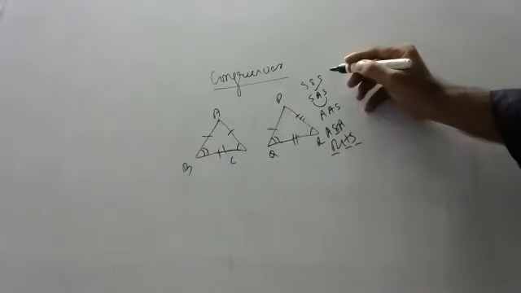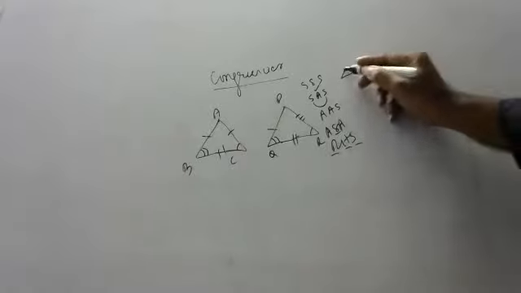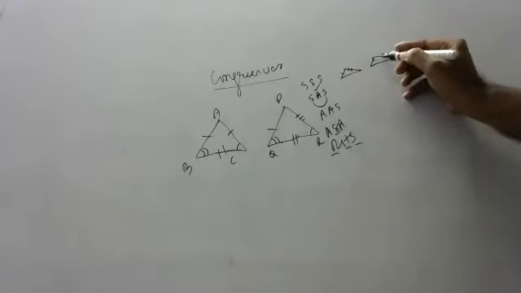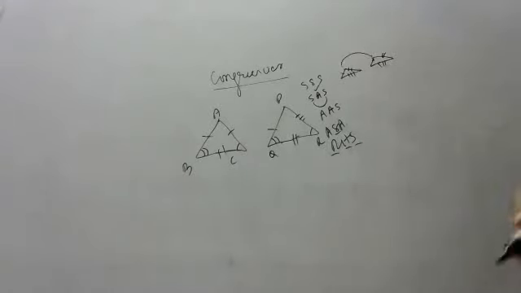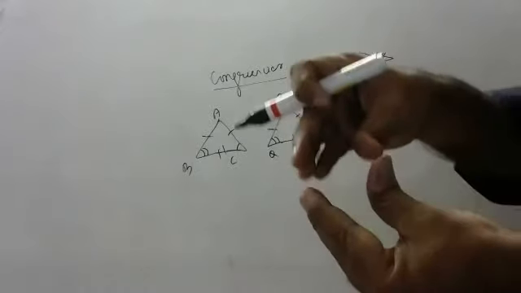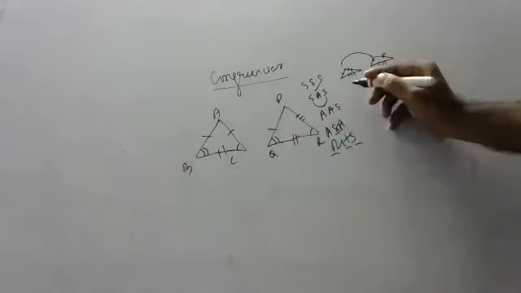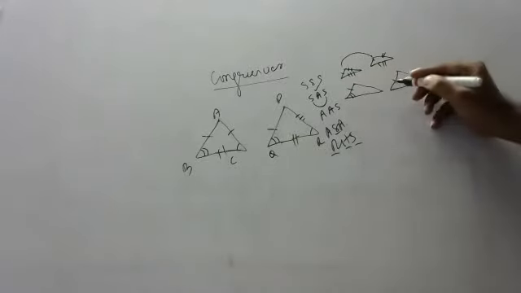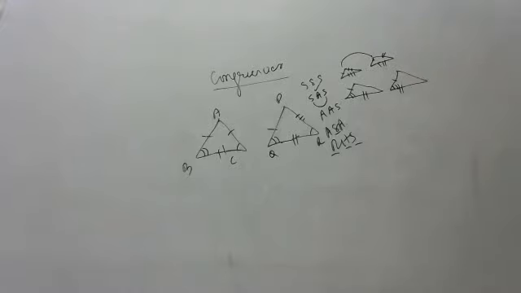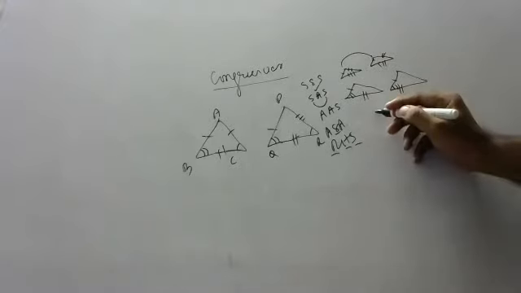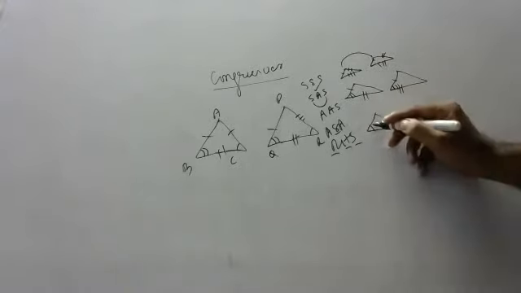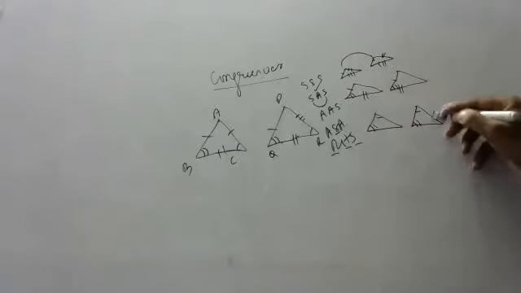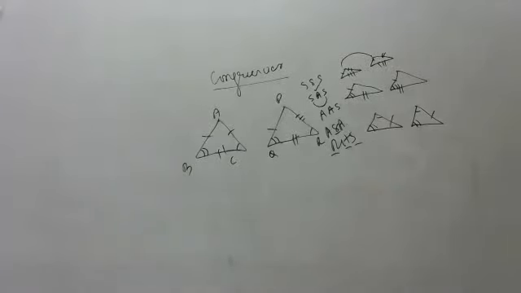Again I'm saying, children, the first one is that all sides should be equal. If all sides of two triangles are equal, they are said to be congruent. Congruent means they exactly fit one on top of the other. SAS means, try to understand, one side, one angle, one side. Third one is AAS: any two angles and one side.